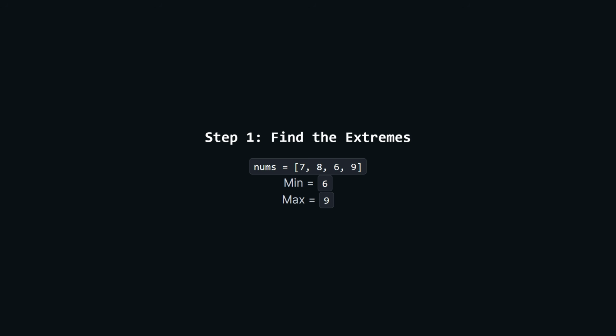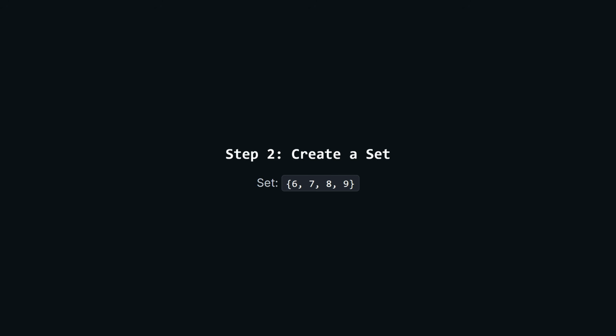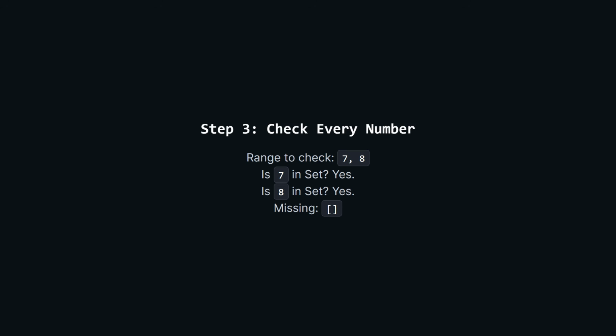Instead of sorting, we can just scan the list once to find the absolute minimum and maximum values. That tells us our starting and ending points. Next, we toss all the numbers we have into a hash set. Sets are amazing because checking if a number exists inside them is almost instant. Now we simply count from 1 past our minimum, all the way up to just before our maximum. For each number we ask the set, do you have this? If the answer is no, it's missing.